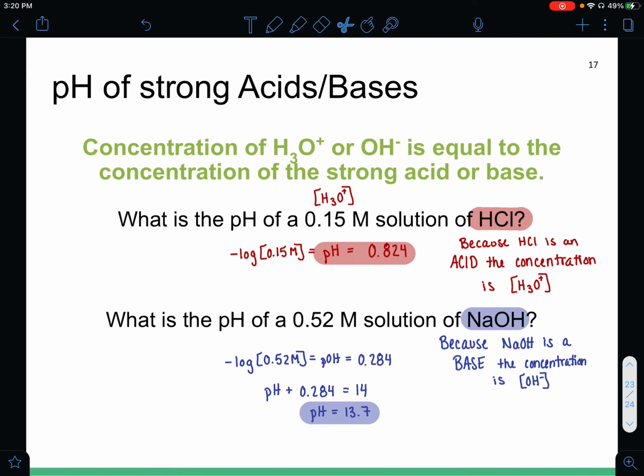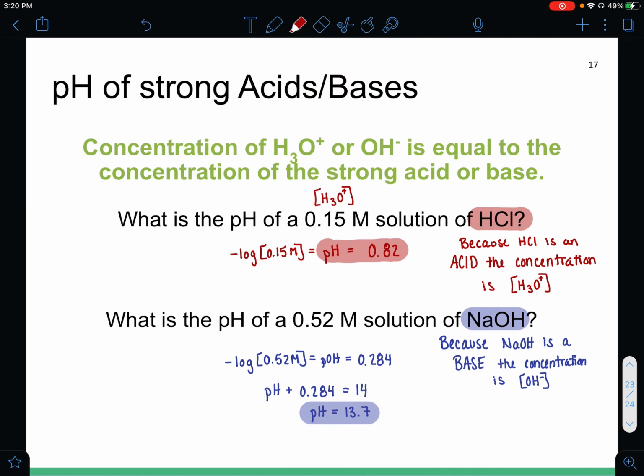So how I find the pH is by plugging that concentration into that formula, negative log 0.15, and I got a pH of 0.824. And I did not have the correct sig figs. What am I doing? There we go.